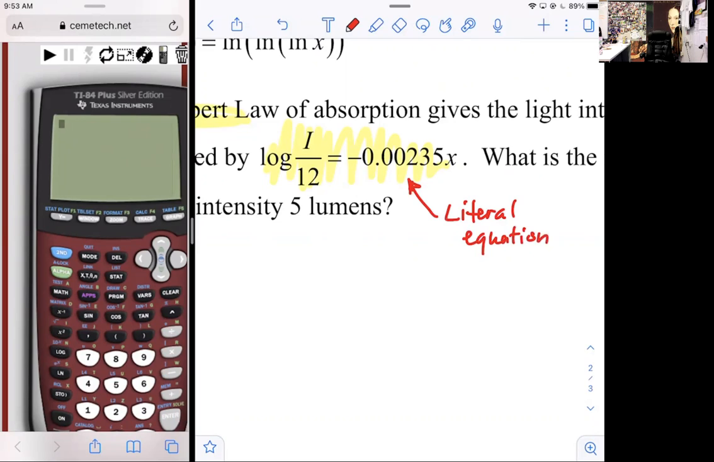Literally means by the letter. So if you see an equation that has multiple letters in it, you can call it a formula, you can call it an equation, but it's a literal equation, all right? Now notice it's not solved for any particular variable, but when we have a mathematical model and we apply it to a real life situation, I mean, that's the purpose of math, right? To make sense of the world.